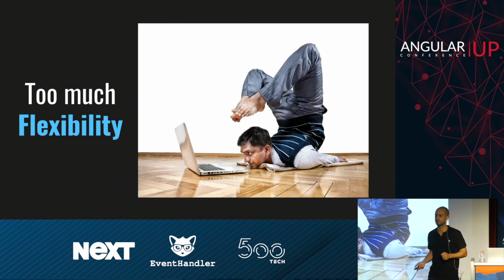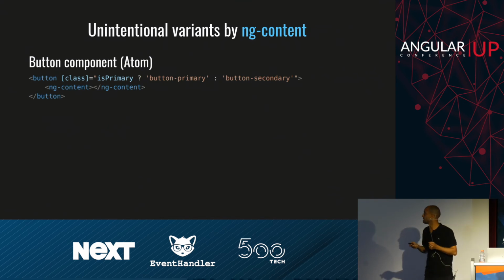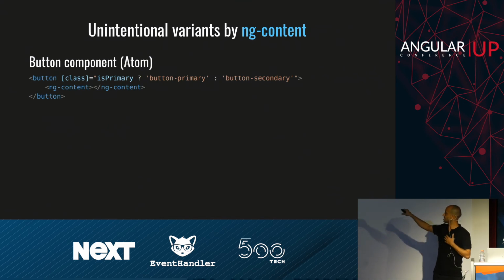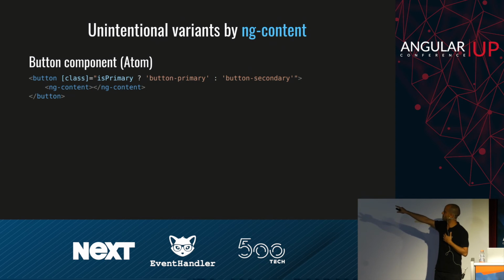Think about TypeScript, for example. We use TypeScript because JavaScript is too flexible, right? We want to reduce this flexibility. And the same thing we can apply to the UI kit. How can we do that? The first thing we can do is wrap the button. This is a template of a button component. We take a button and we use its primary input to set the class.